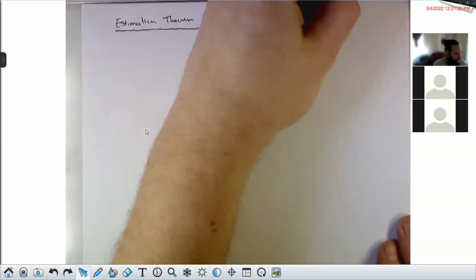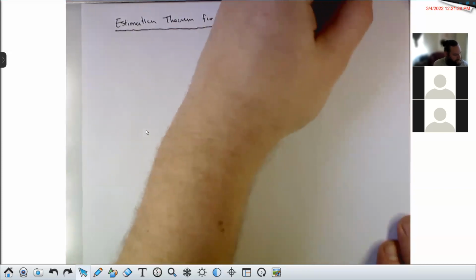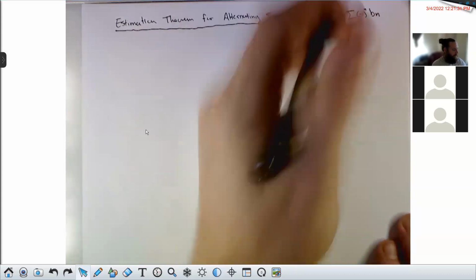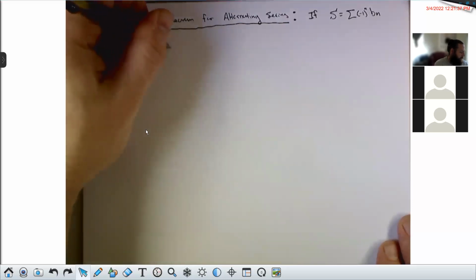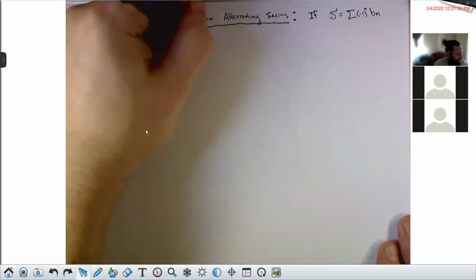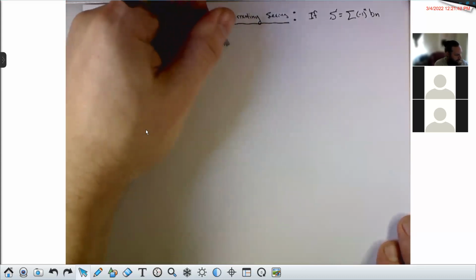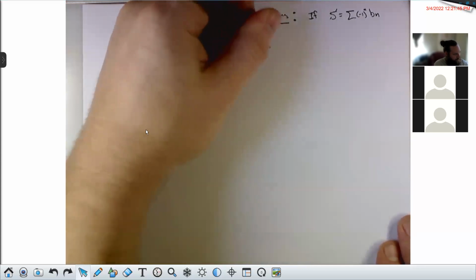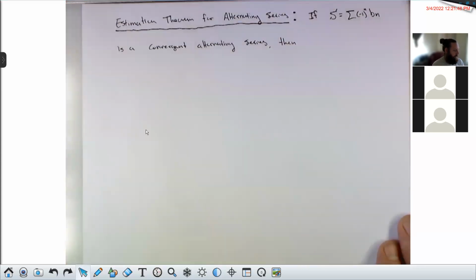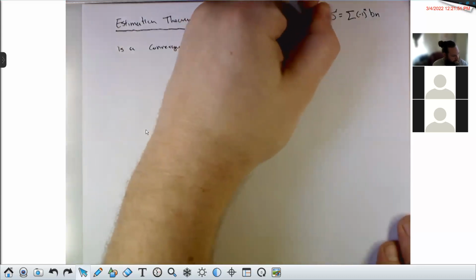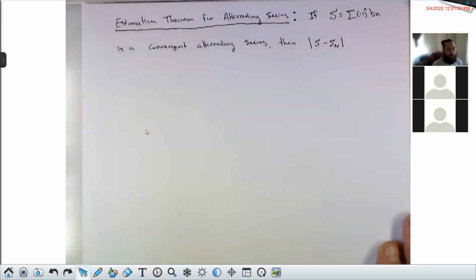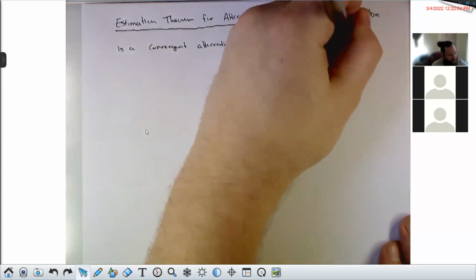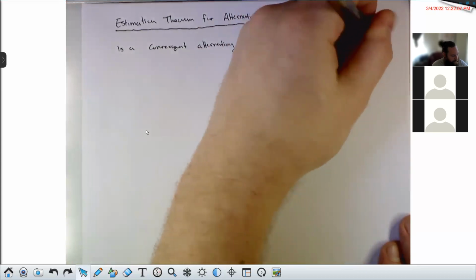If S equals the sum of (-1)^n b_n, or any other alternating series, is a convergent alternating series, then the error in the nth partial sum, what this is, is less than or equal to b sub n plus 1.